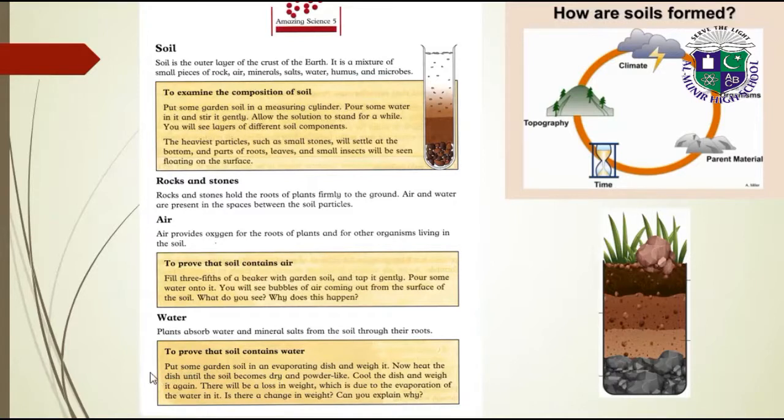So it means that soil contains rocks and stones, air and water. How is soil formed? Here we have this full picture which shows different elements which help in the making of soil. Climate, weather change, organisms, parent material, time and topography are all involved in the soil's formation.